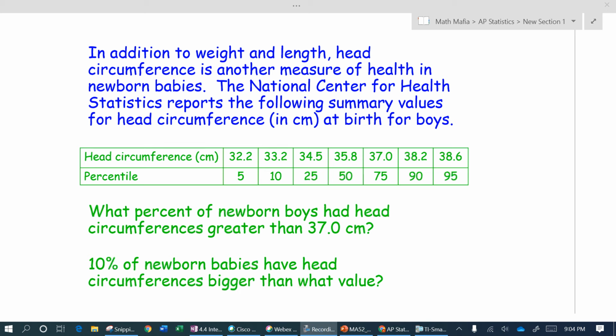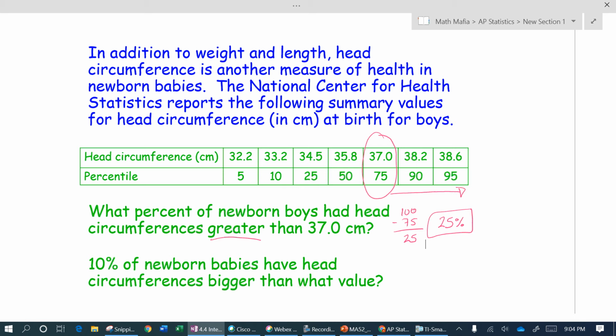Well, if we look right here, we're going to see that the 75th percentile is at 37. So if we want to know what was greater than 37, we want to know this area here. And so if we take 100 minus 75, that leaves us with 25% of the data left. So we should have about 25%.